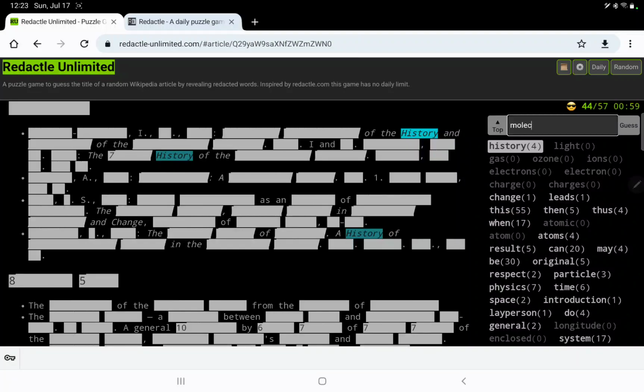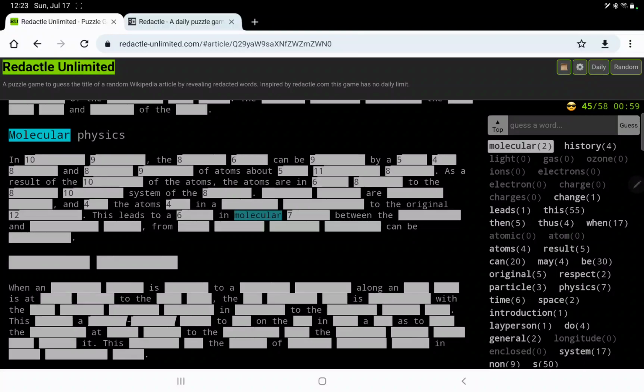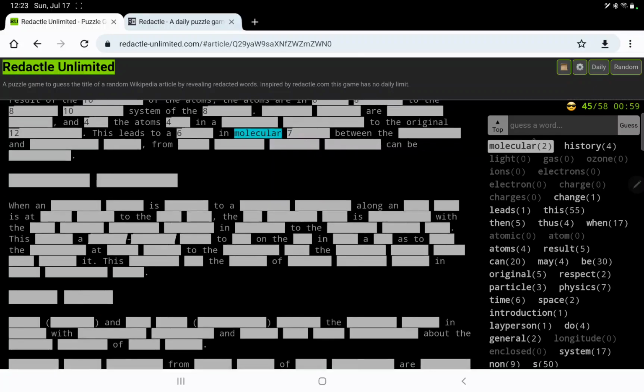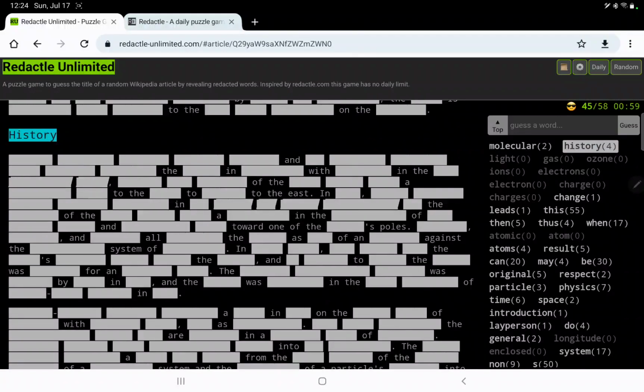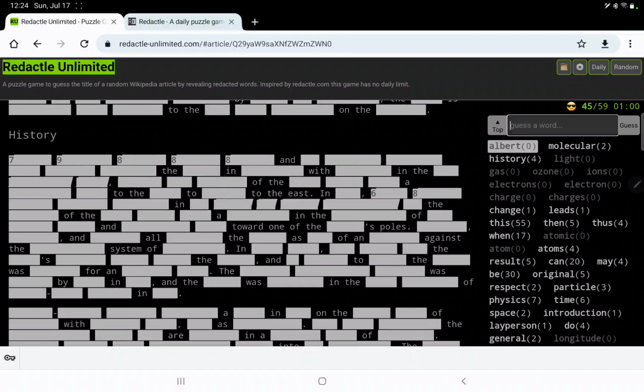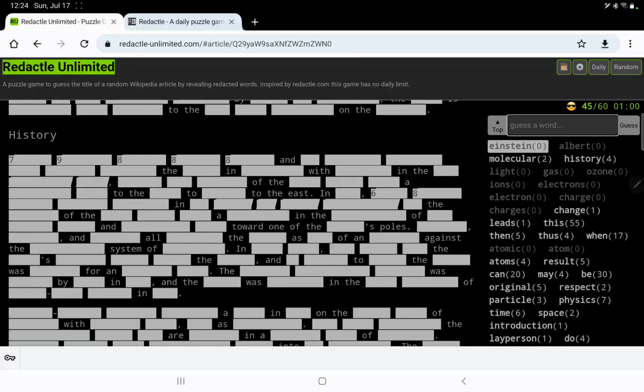Let's try molecular. Did I do molecular? No, there are two moleculars. Molecular physics, okay, that was the one we saw earlier. And then we have it there. So let me go back to the, yeah, so here's the history section. That 6'8", I'm going to guess, is Albert Einstein. No, it fits so perfectly. Oh, I'm very disappointed.